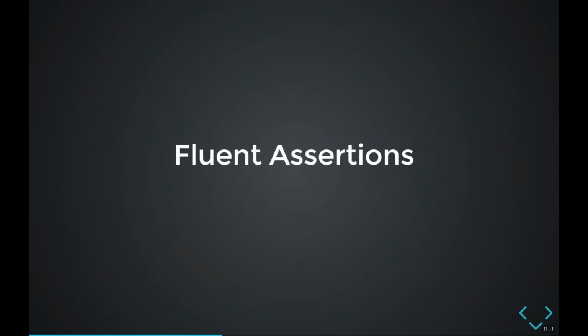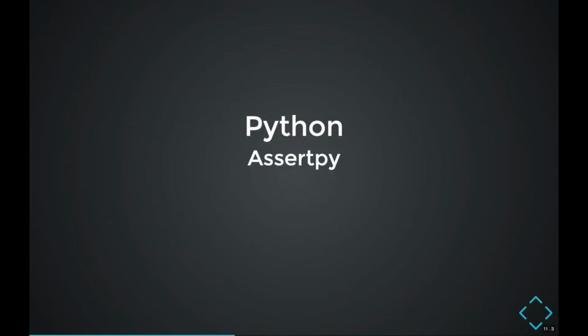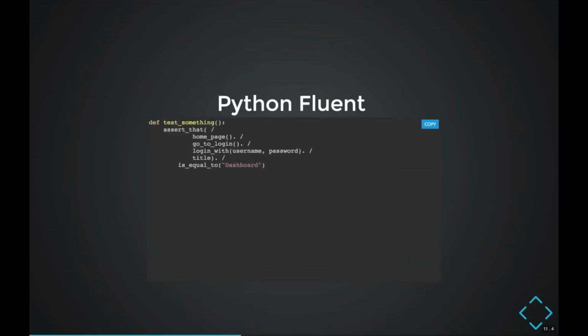Continuing on with Fluent, there's also a few packages called Fluent Assertions, which I'll just cover here a little bit. This is what nFluent looks like, and that's a C# library. It's Check.That, and then it's all those method calls. Make sure that the title contains dashboard in it. A similar one for Python is assert that homepage go to login, login with title is equal to dashboard. Those backslashes are just for readability of the Python code within this little window.